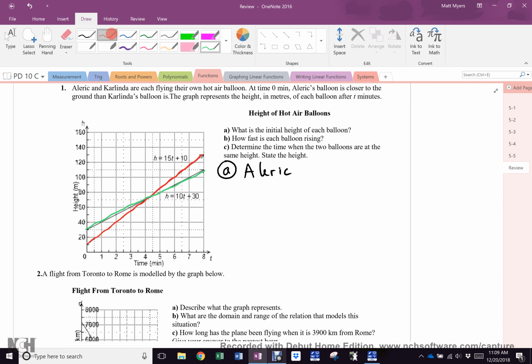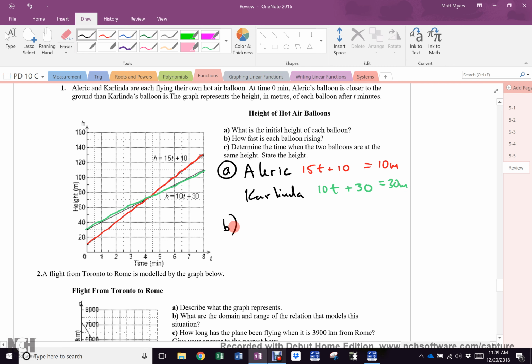Alaric is the red line, and he is 15t plus 10. And Carlinda is the green line, and she's 10t plus 30. So, at 0 time, the initial height, Alaric is 10, Carlinda is 30. So Alaric, 10 meters, Carlinda, 30 meters.